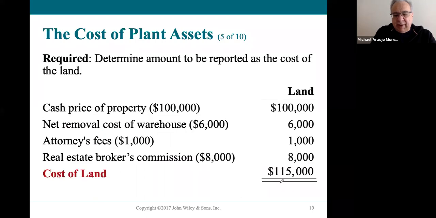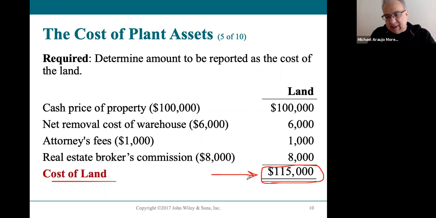So the cost of land is really $115,000. This is what's going to be debited to the land account. Remember, land is an asset. You'll be debiting these assets when you buy them. So this is interesting to know. This is what you have to know. This is what shows up on the balance sheet as the value of the land, what we actually paid for it to get it ready for use.